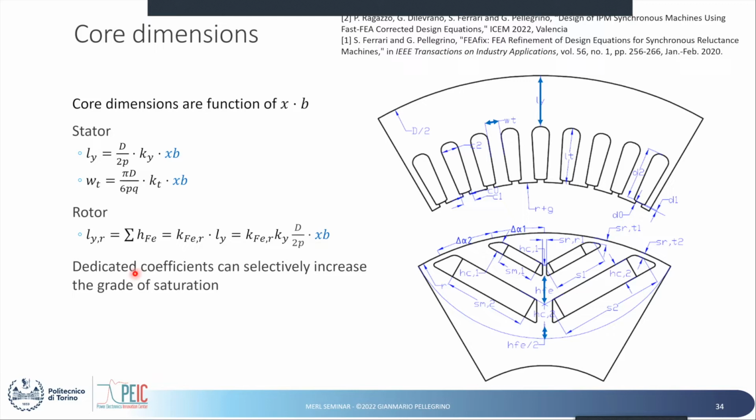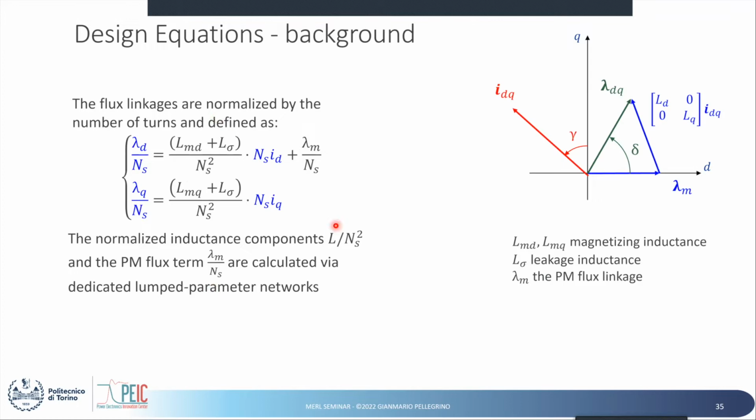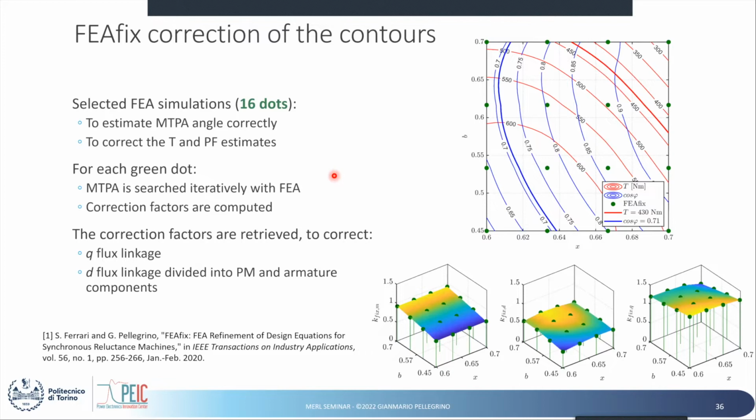So, very shortly, this is how we build the design equation, and then we later fix it. The design equation refers to the normalized number of turns. So it is the flux linkage normalized by the number of turns, and the current multiplied by the number of turns, which is the MMF. It is not ampere, it is ampere-turns, and it is not volt-second, it is volt-second divided by number of turns, because the design plane is independent of the number of turns at first glance. After we build the torque and power factor equations with this approach, we end up having these curves, but these curves are inaccurate.